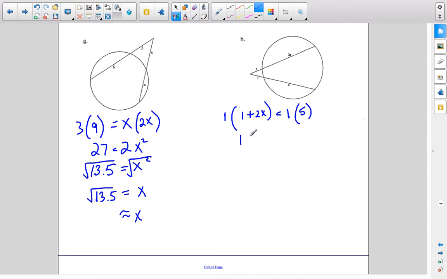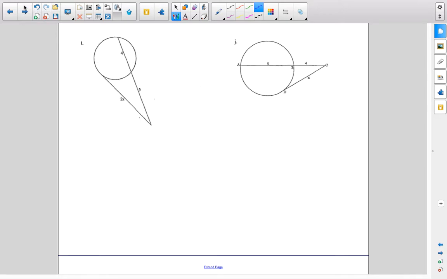1 times 1 is 1, plus 1 times 2x is 2x. And on the other side, 1 times 5 is 5. Subtract 1 from both sides, and we have 2x equals 4. And dividing both sides by 2, x equals 2.